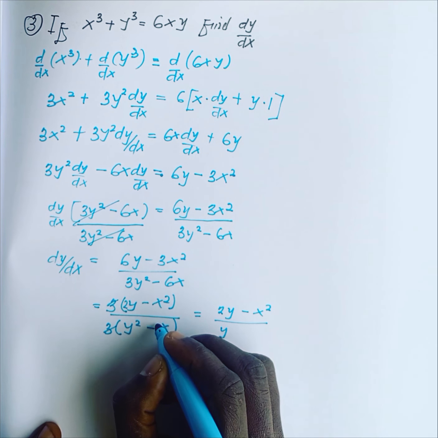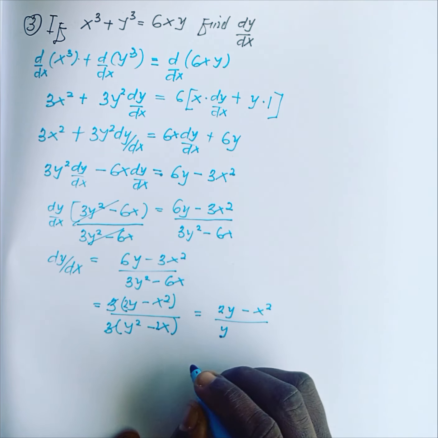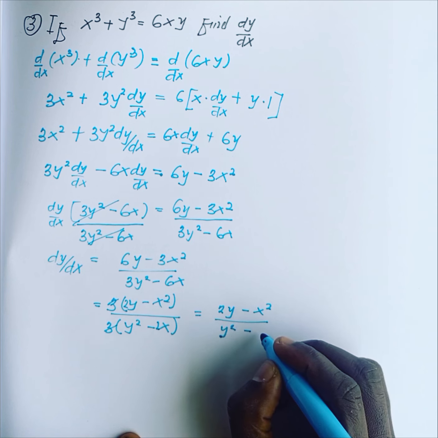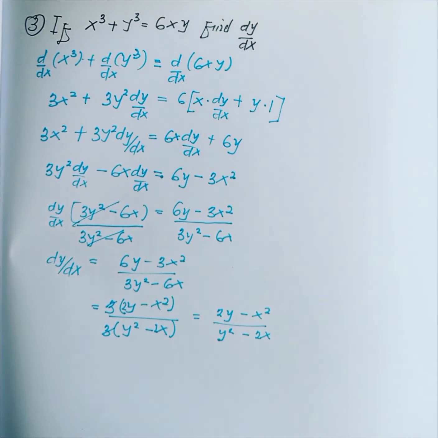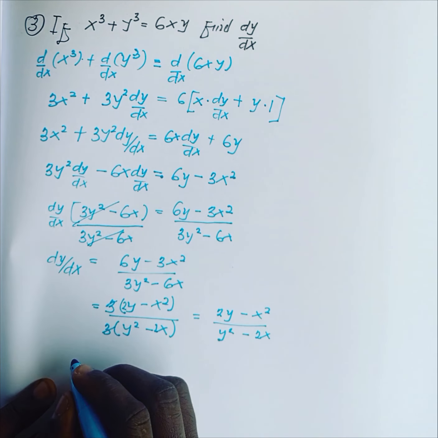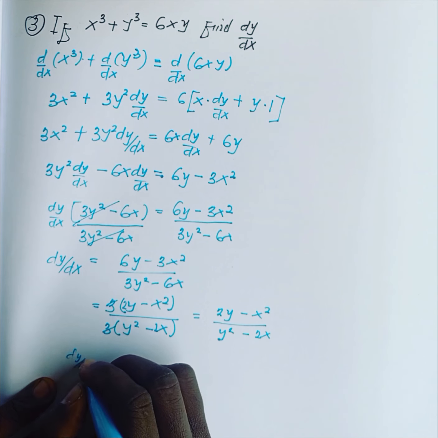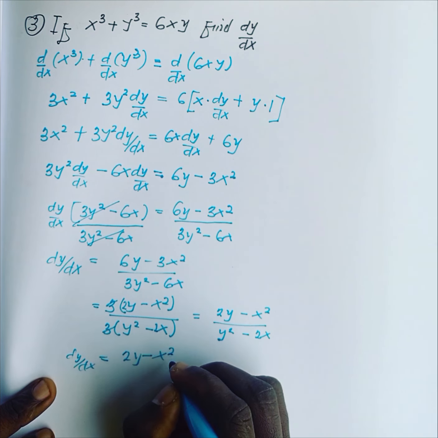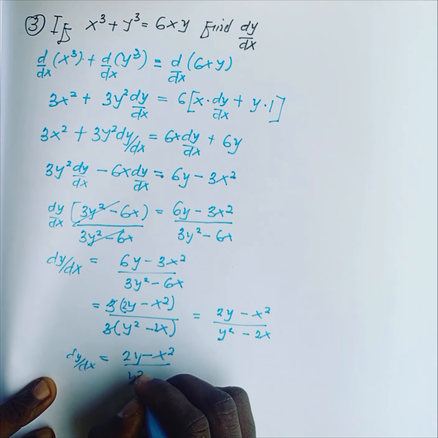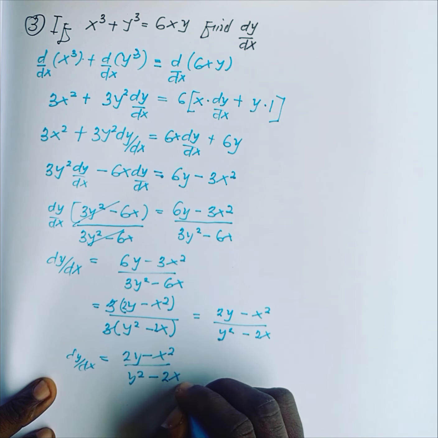2 is supposed to be here also. So all over y squared minus 2x. So this is the derivative, which is also known as the gradient function. So let me simplify it here: dy/dx is equal to 2y minus x squared all over y squared minus 2x, and that is that.